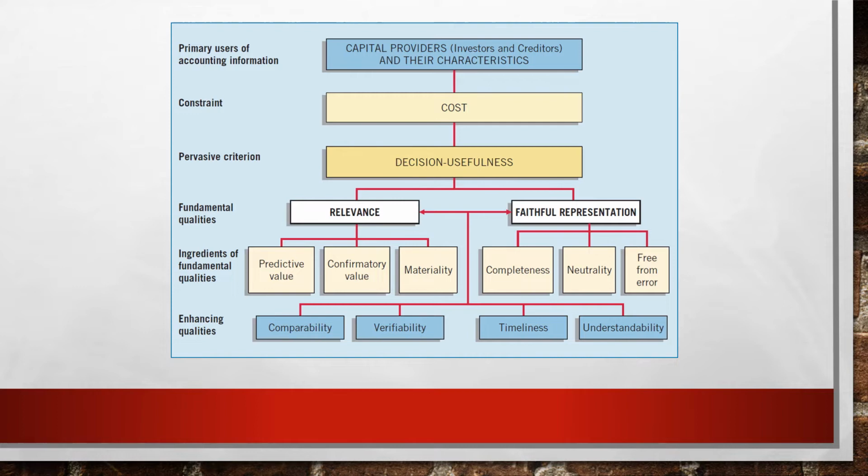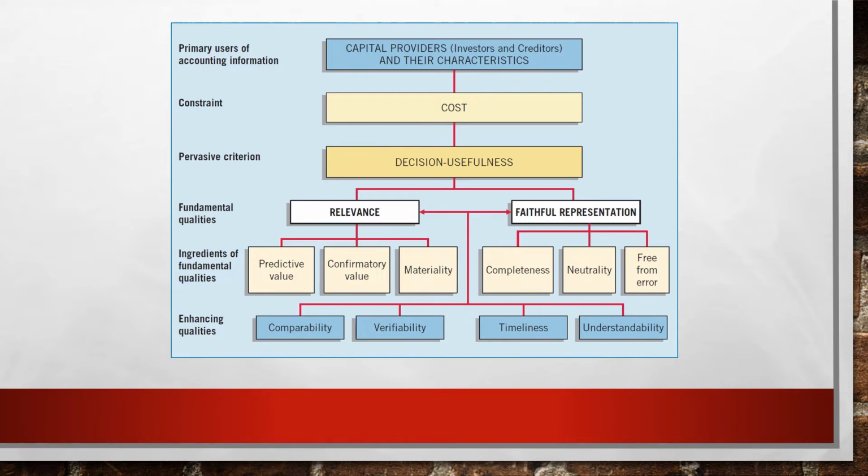So we have the pervasive criterion, the decision usefulness. Only information that is useful in making decisions is cost-worthy, so those will be given to the users. We have here the criterion on how useful the information is to the decision makers. We have two fundamental qualities. First is the relevance group, and second is the faithful representation group.